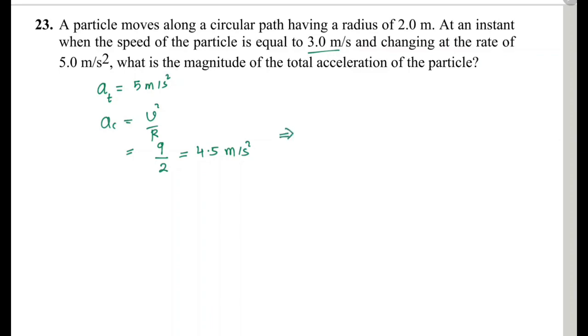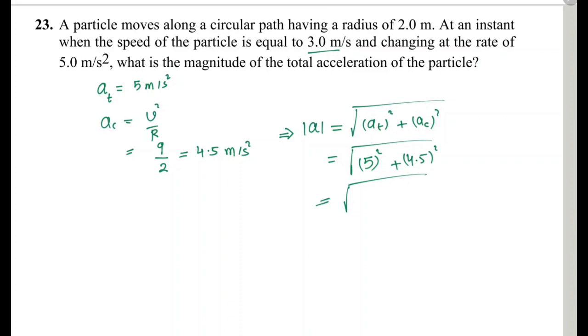So the magnitude of the total acceleration, A in this case, is equal to the square root of A tangent squared plus A central squared, or 5 squared plus 4.5 squared. You do the math for this one, and you will find 20.25 plus 25 right here. So A is actually equal to 6.73 meters per second squared, and this is the magnitude of the total acceleration of the particle.